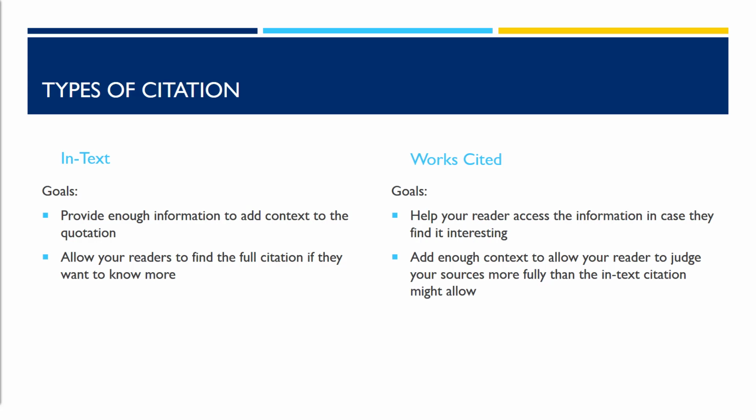So the works cited page is a full list of all of the works that you cited in text. It usually comes at the end of the paper, and it might be an entirely separate page. The goals for this are to help your reader access the information in case they find it interesting. They might also be checking up to see if they agree with your conclusions, because they won't necessarily know that just based on your paper. They want to read the original, and that's great.